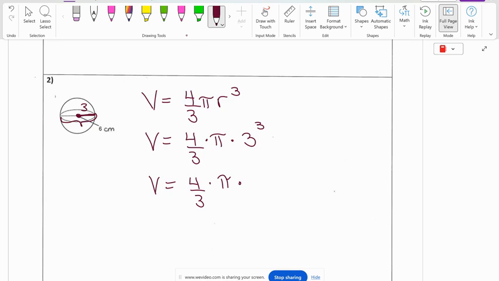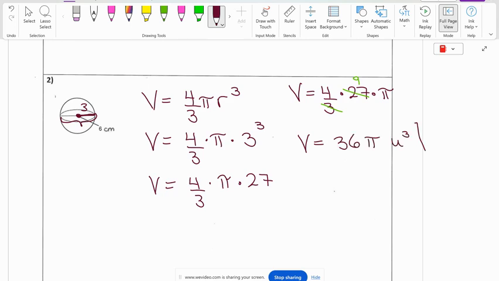And 3 cubed is not 9. 3 cubed is 3 times 3 times 3, which is 27. Because multiplication is commutative, I'm going to do 4/3 times 27 times pi. And then I'm going to cross simplify. 3 goes into 27 9 times. So our volume ends up being 36 pi units cubed, or centimeters cubed.